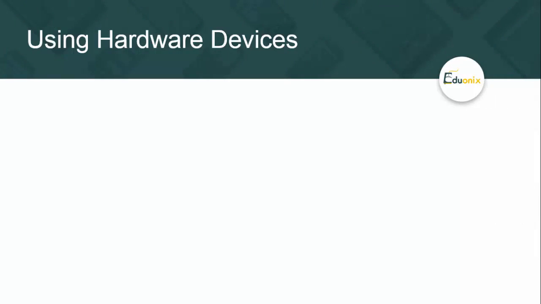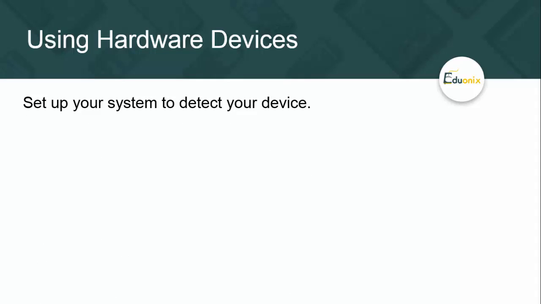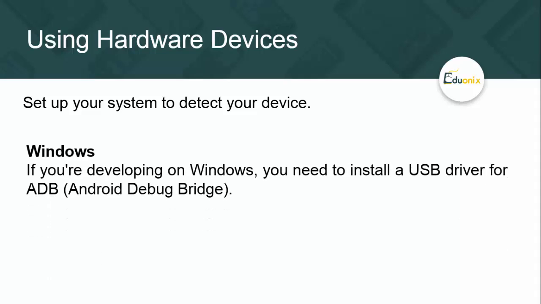Since we're developing an Android application that will run on mobile devices like Android wearables, phones, tablets, TV, and Android Auto, we need to run and test these apps on these devices. If we are developing an application using Windows as our development platform, we have to install a USB driver for ADB, i.e. Android Debug Bridge, which will act as a bridge between the application and the device. This will allow Windows to detect the device once it's connected.